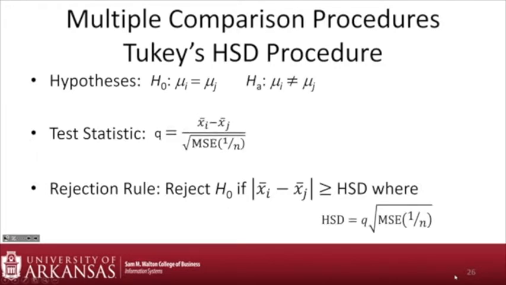Tukey, same null and alternative hypothesis. We're still doing all the possible pairwise comparisons. The thing that's a little bit different here is we're using a different test statistic. So instead of using a T distribution, we're using this thing called a Q distribution, which is a different way to find a critical value. The idea is still the same. We're still looking for that value, and if our mean difference is bigger than this value, then there's a significant difference. SAS will take care of this for you too.